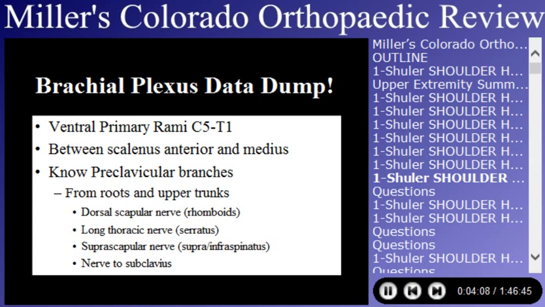Ventral primary rami, C5 to T1, scalenus anterior and medius. Preclavicular nerve branches are the key testable item, okay? There's 4 of them. The dorsal scapular nerve to the rhomboids, the long thoracic nerve to the serratus anterior, the suprascapular nerve to the supra and infraspinatus, and the nerve to the subclavius.